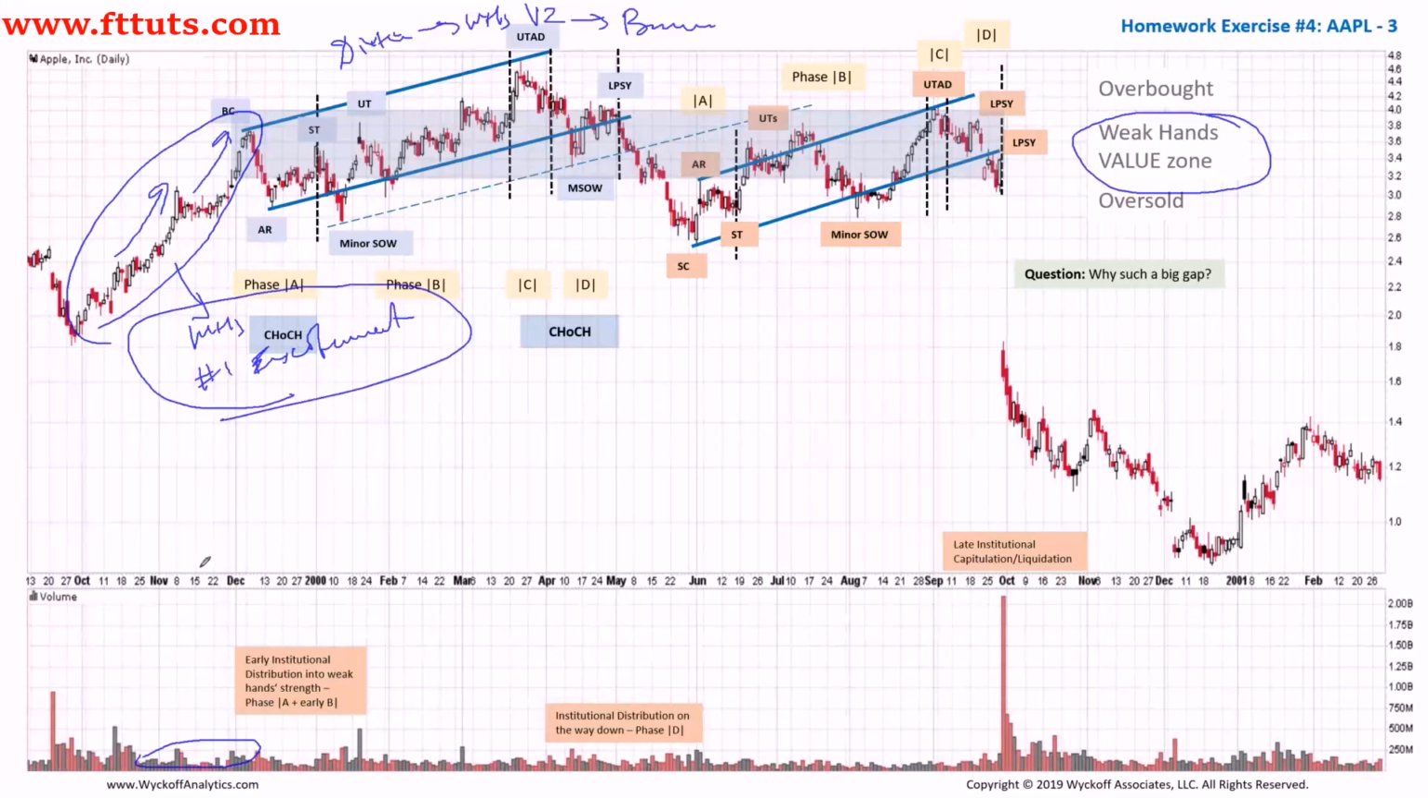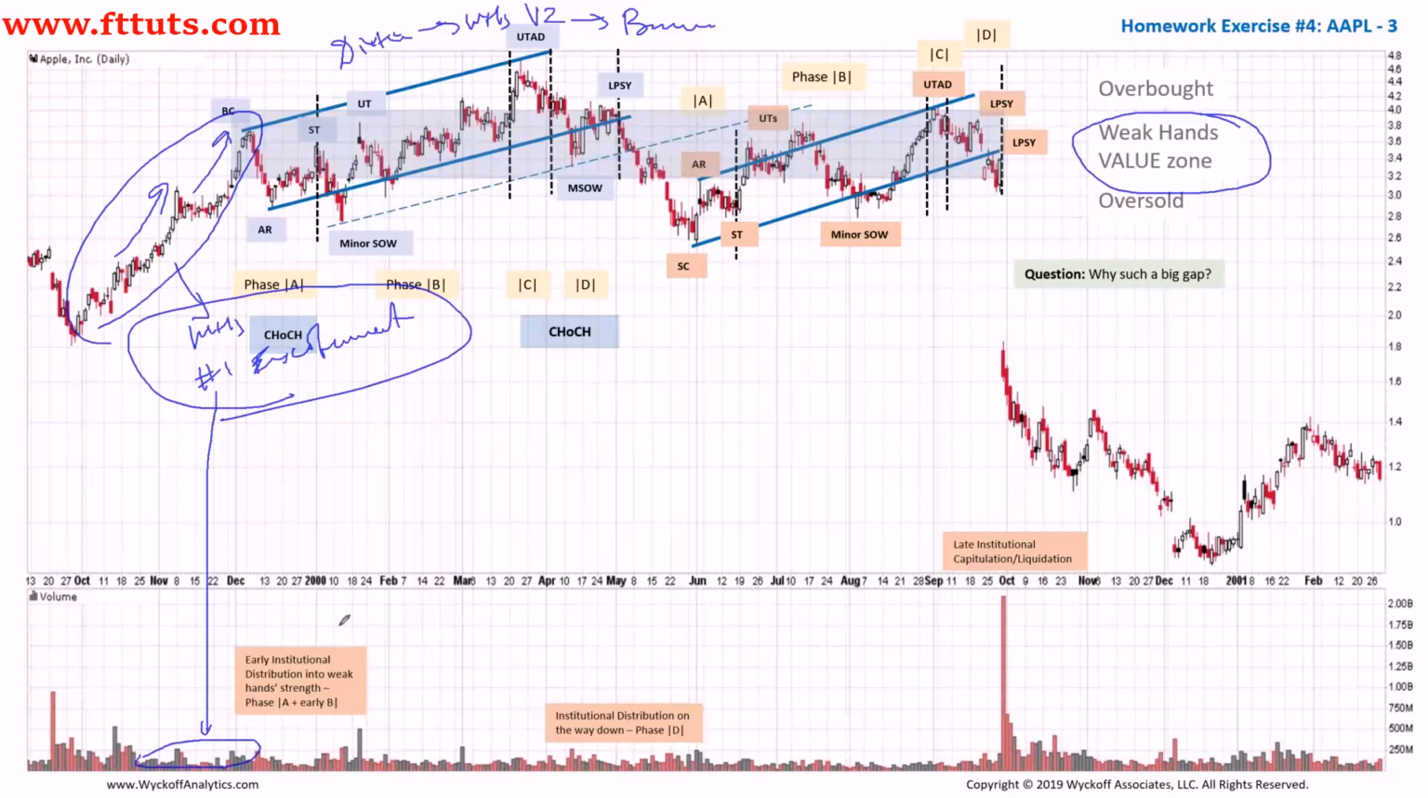And we could see that weak hands operate here. Why? Because of the volume signature. It's insignificant, and yet the price runs up. So it tells us that the composite operator is still holding on to the position and does not provide a huge supply to stop the price from going further up. And weak hands are in control of this market.